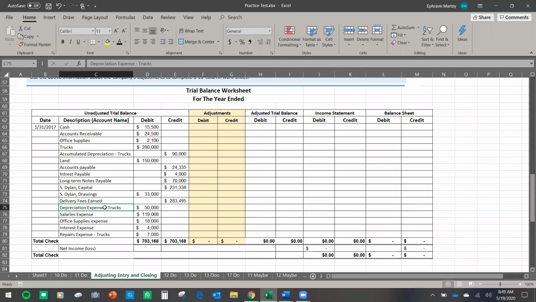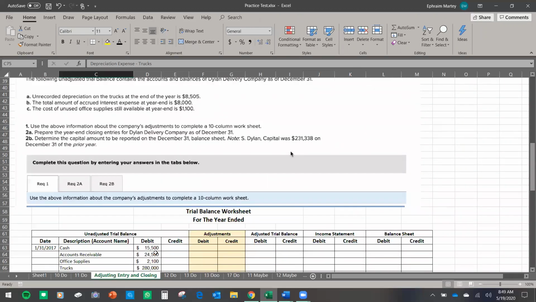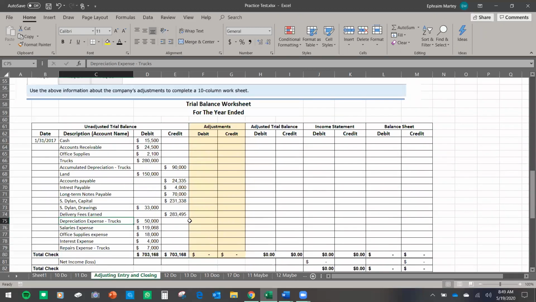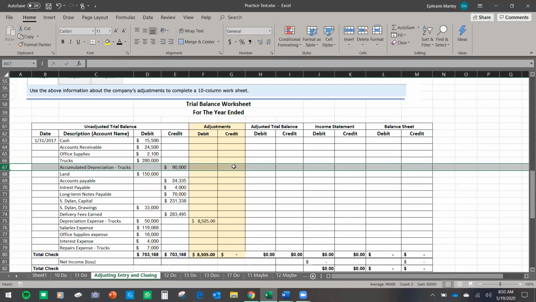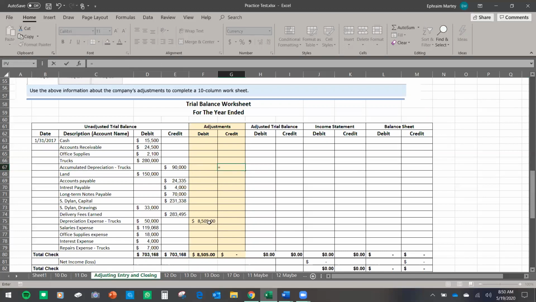It says depreciation on the truck. So let's go and look for depreciation on the truck. We are going to increase it. That's a debit side of 8,500. Now we are going to increase accumulated depreciation on the credit side with the same amount. So let's look for accumulated depreciation right here. We are going to increase it by the same amount, but on the credit side. So we have that one figured out.